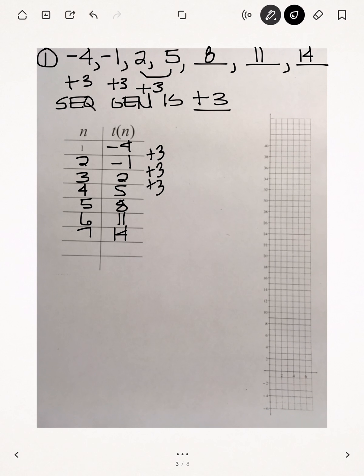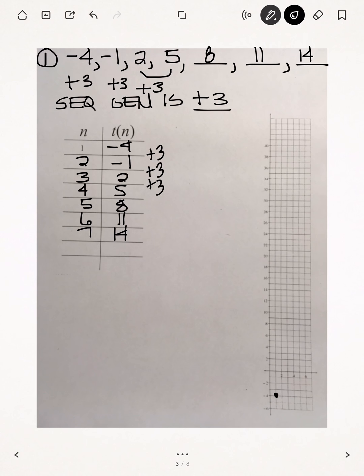Once you have your XY chart, or in this case your n, t of n chart, we can graph it. So on your graph, you're going to plot the points. You have 1, -4, so you go over 1, down 4. Now your graph may have been cut off a little bit, so just estimate the best you can. All the points may not fit on the graph when you graph today.